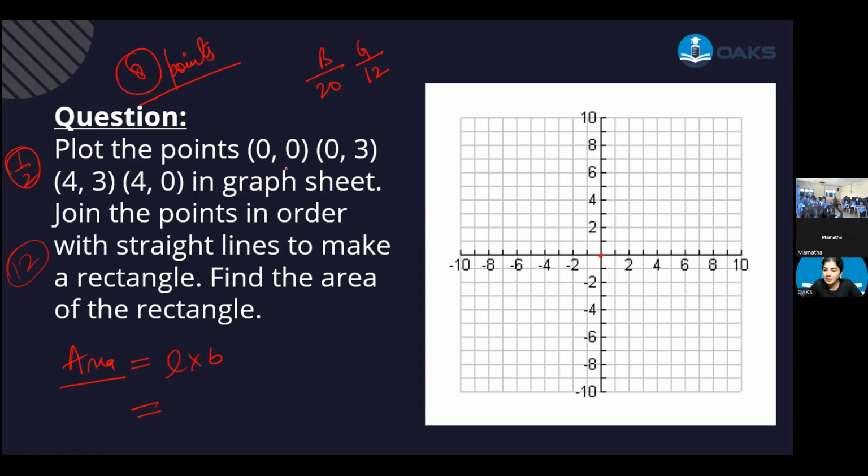Okay, wait. Now let me plot the points. 0, comma 0 is this. 0, comma 3 will be this. Now 4, comma 3 will be this point. And 4, comma 0 will be this point. So this is the complete rectangle. Everybody is getting this rectangle? Okay, so what will be the length? Length will be 4 and breadth will be 3. So we are getting 4 into 3, that is 12 square units. Right?